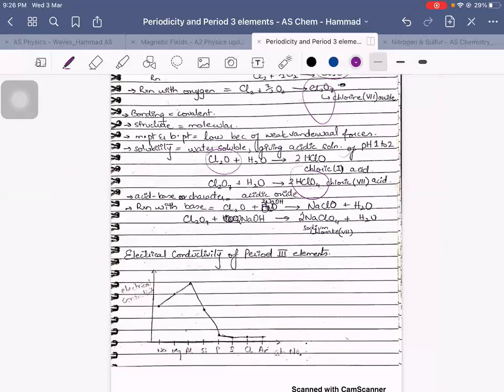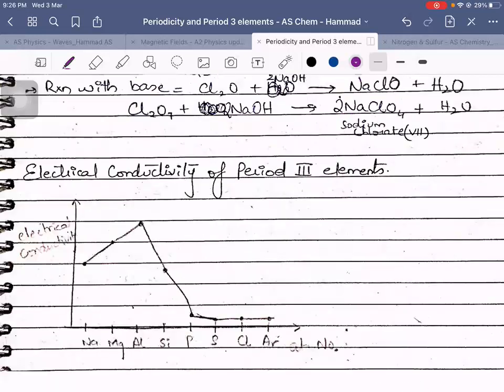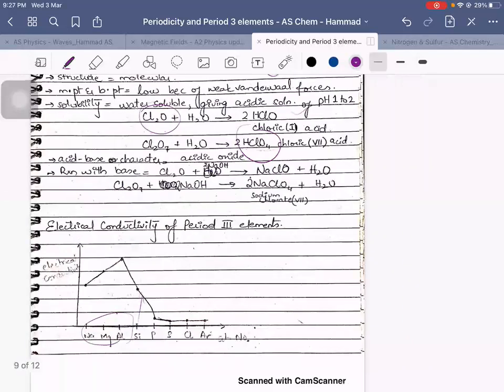So, electrical conductivity of period 3 elements, sodium, magnesium, aluminium being metals. This one donates 1 electron, this one donates 2 electrons, this one donates 3 electrons. Will have their electrical conductivity increasing. After that, silicon has somewhere in between because it is a metalloid or a semiconductor, and phosphorus to argon are non-metals and therefore the value is less.